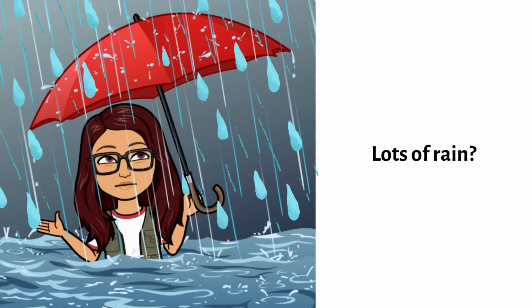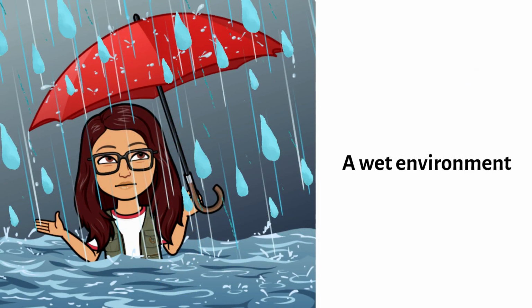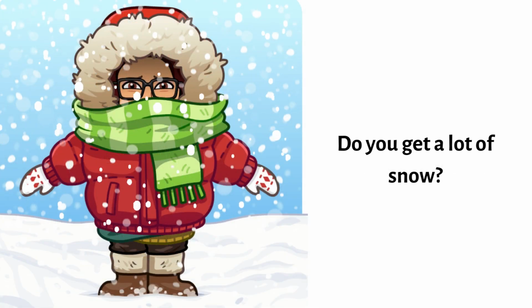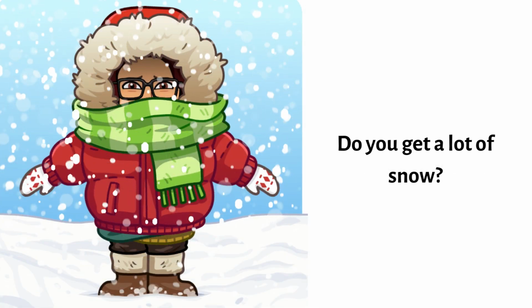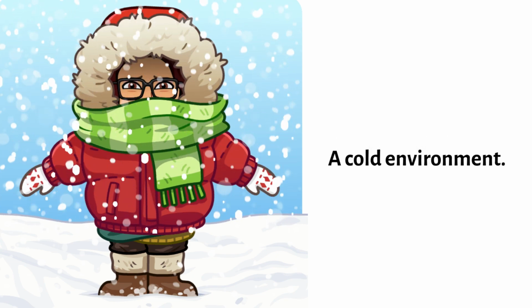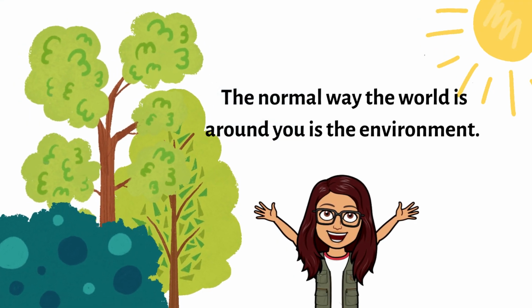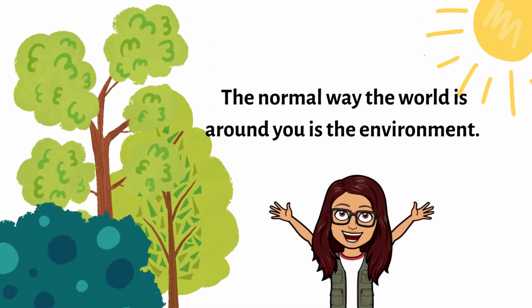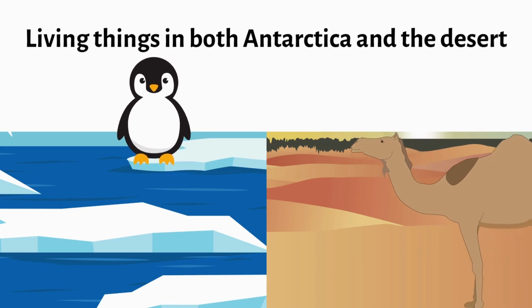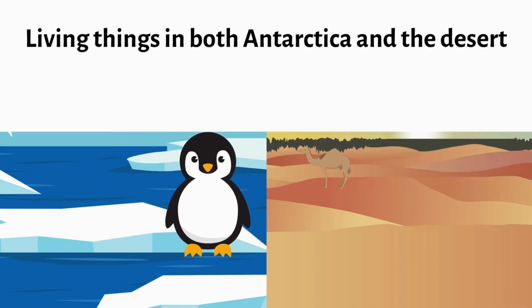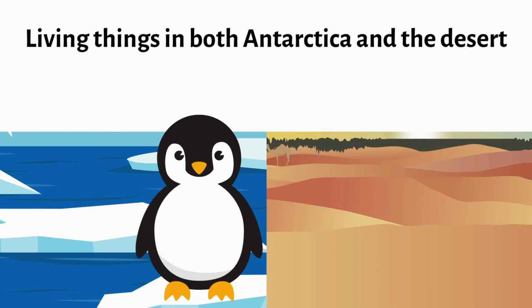Does it rain a lot where you're from? Then I'm guessing you're in a wet environment. Do you get a lot of snow? Well, then you're living in a cold environment. You see, the normal way the world is around you, that's your environmental condition. But living things, including microbes, can be found in both Antarctica, where it is very cold, and in the desert, where it is very dry.